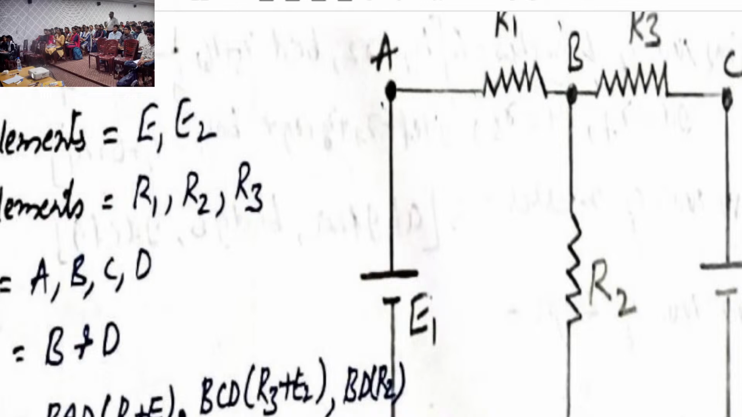Next, the second question: how many are passive elements? Three. R1, R2, R3. Not only resistance; inductance is a passive element, and capacitance is also a passive element, but in this diagram I have not mentioned inductance or capacitance.